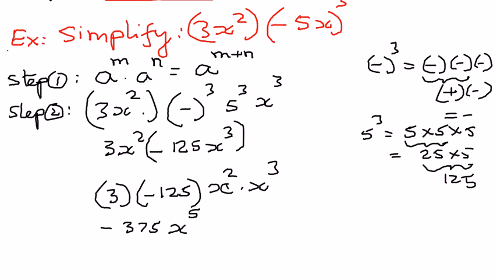So negative 375 x to the power of 5 is our answer, and therefore this is where we want to leave it. This is how we want to be able to simplify these problems using the laws of exponents. In my next presentation, we should look at some more examples to see how we can apply the laws of exponents to simplify these problems.